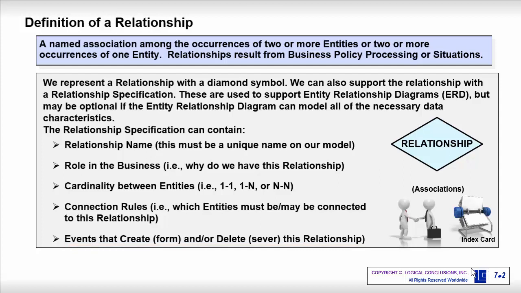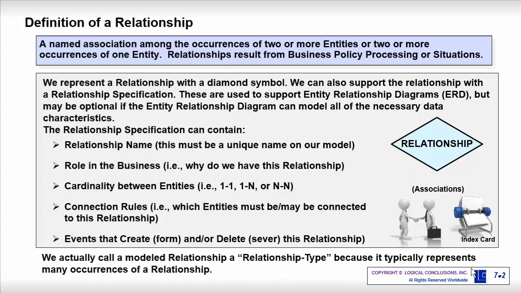Note that we may keep both entities but delete a relationship. For example, we may move an employee from one project to another, and both the employee and project are still around, but we sever one relationship and form another. We actually call a modeled relationship a relationship type, because it typically represents many occurrences of a relationship.